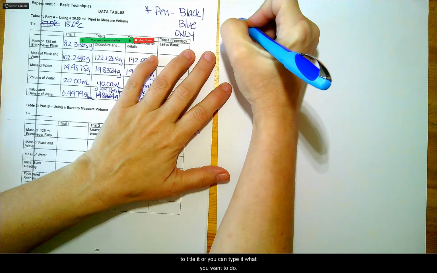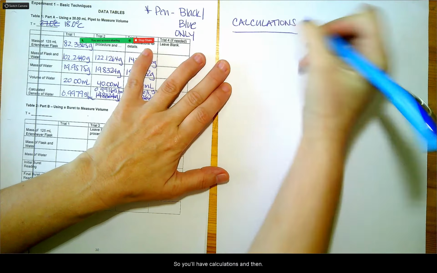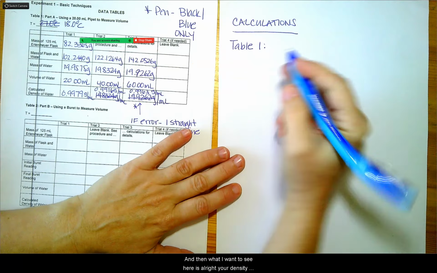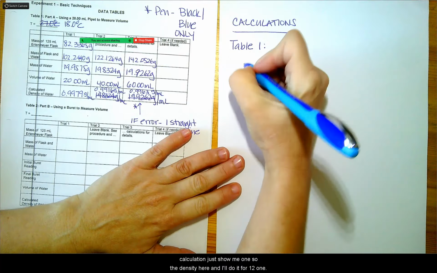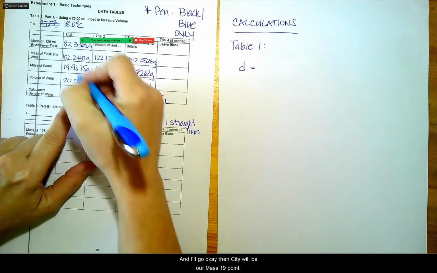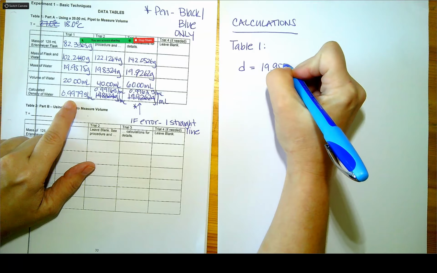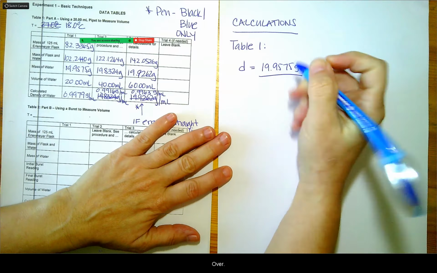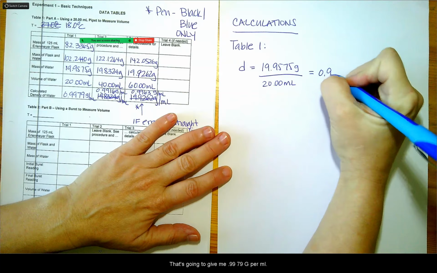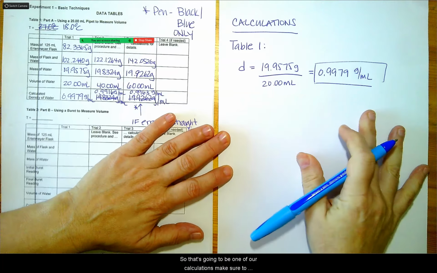So you're going to title it, or you can type it, depends on what you want to do. So you'll have calculations, and then table 1. And then what I want to see here is your density calculation, just show me one. So the density here, and I'll do it for trial 1. The density will be our mass, 19.9575 over our 20 mils. And that's going to give me 0.9979 grams per milliliter.